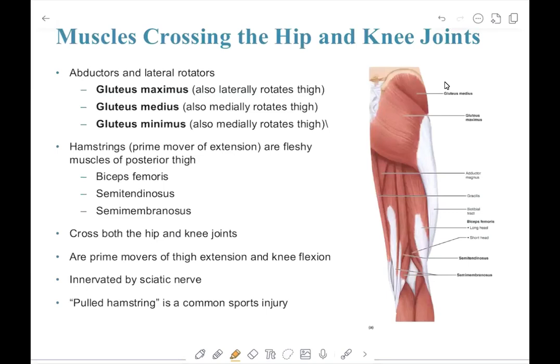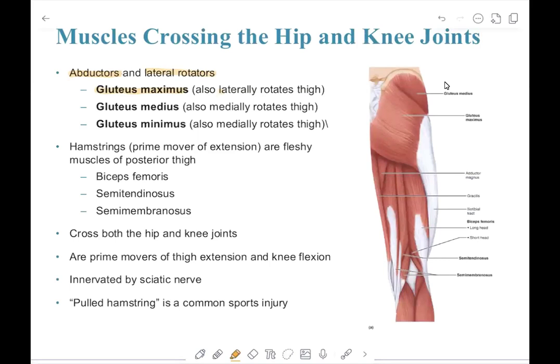Our next slide is on muscles also crossing the hip and knee joints, but more focused on the butt area. So the gluteal muscles are abductors. So they're going to take the leg away from the midline, and they're also lateral rotators. So within the gluteal group, which is also a group or a family, we have the large muscle in the butt called the gluteus maximus.